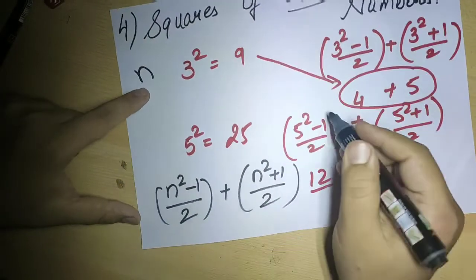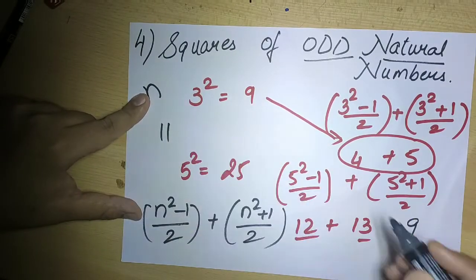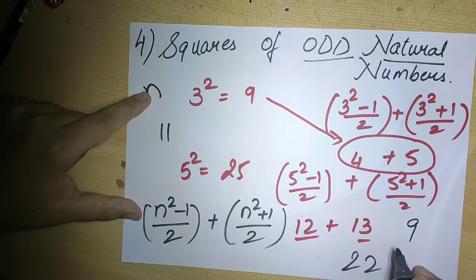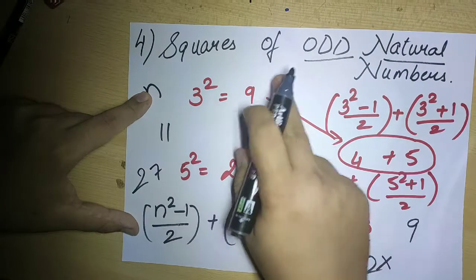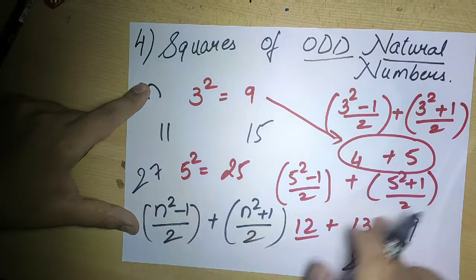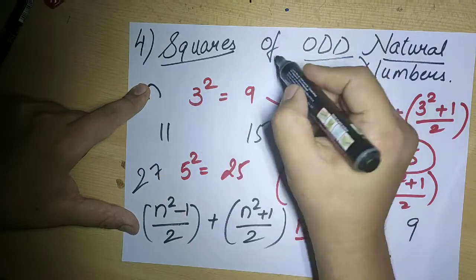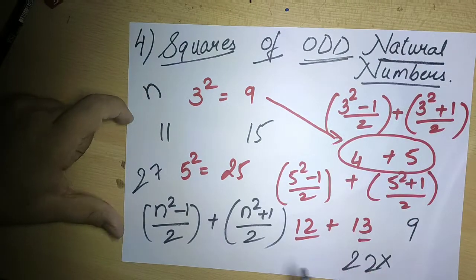You can try for any odd natural numbers, that is 9, 11, 22. Is 22 odd? No. You can try for 15, 27, whatever odd natural numbers. Don't try for even numbers. This pattern is only for squares of odd natural numbers. Please note it down.